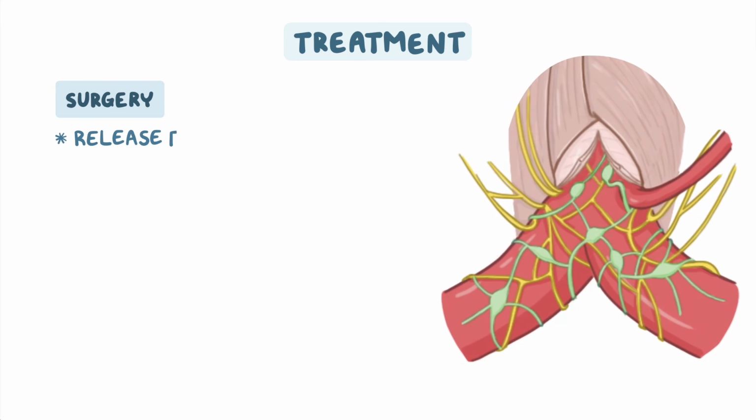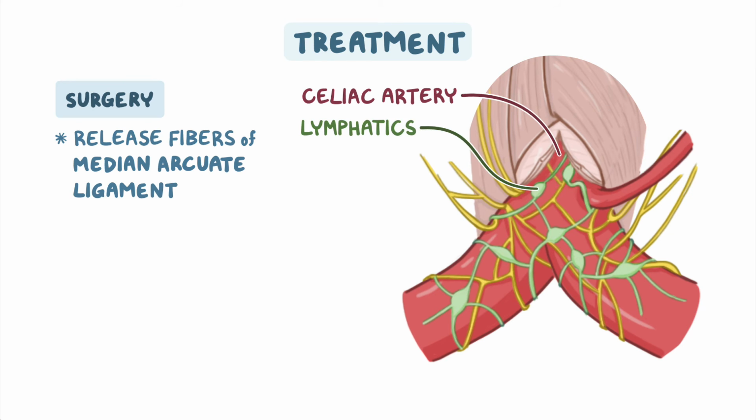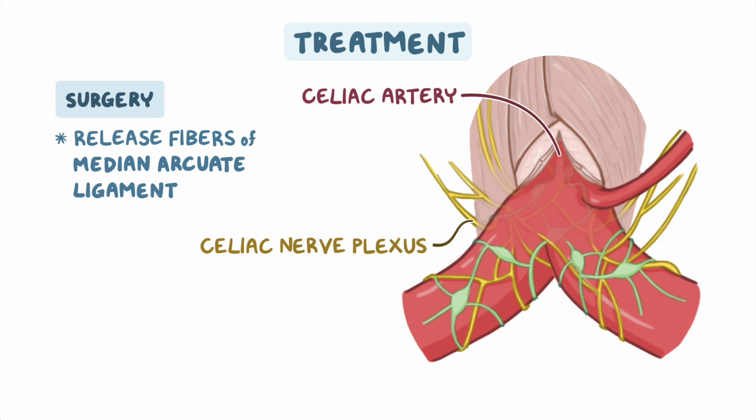Treatment of MALS typically involves surgery to release the fibers of the median arcuate ligament compressing the celiac artery, the overlying lymphatics, and soft tissue. In addition, the compressed celiac nerve plexus and scar tissue may be removed to relieve pain and other symptoms.